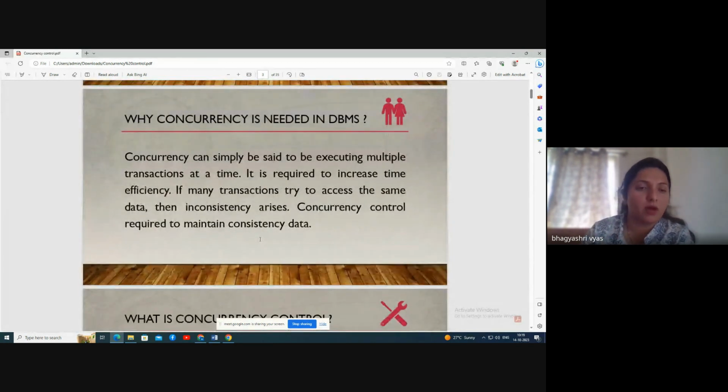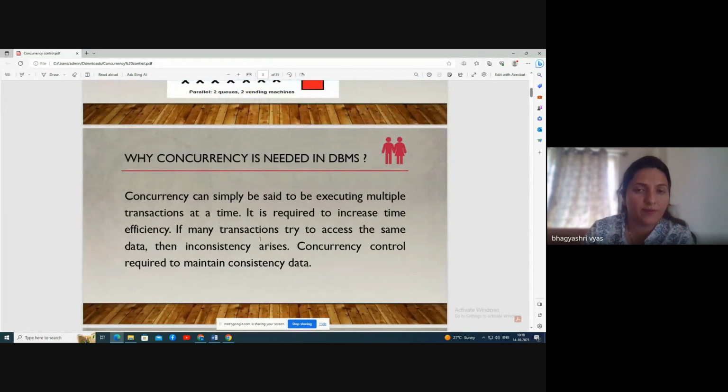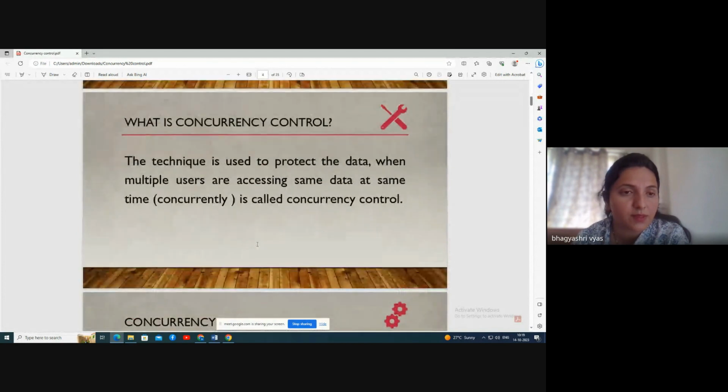Okay, ma'am, scroll down. Ma'am, can you scroll down the slide? Yes. So this is the technique, ma'am.